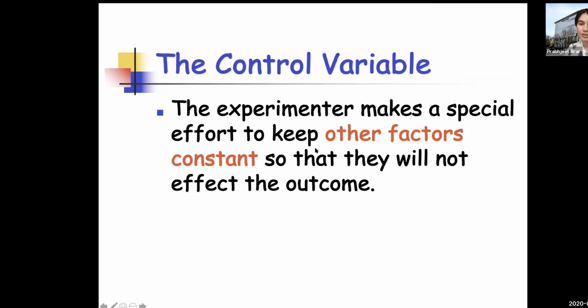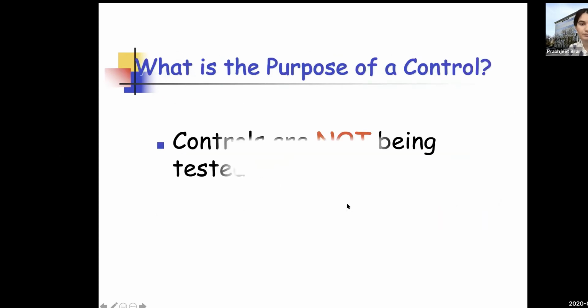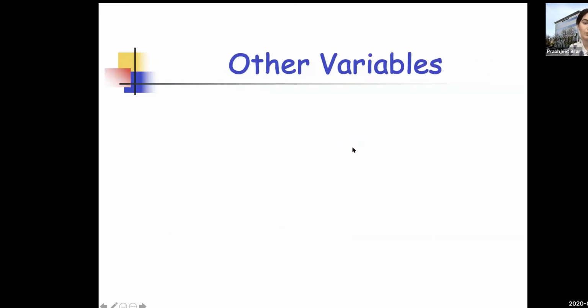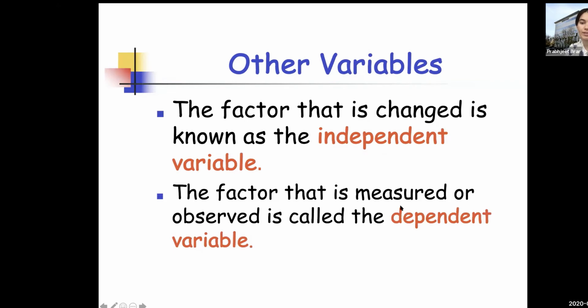And then you're gonna try to keep the control group constant so they're not affecting the outcome. So those are the control variables. The purpose of the control, they're not being tested, and therefore the comparison, so you have something to compare to. And again, two other variables, you have independent and the dependent variable. Independent, that can be changed, and if you manipulate the independent variable, it can affect the dependent variable. So we have three variables so far. We have control, that's gonna stay the same, standardized. Then we have independent, and we have dependent variable that's gonna be measured.